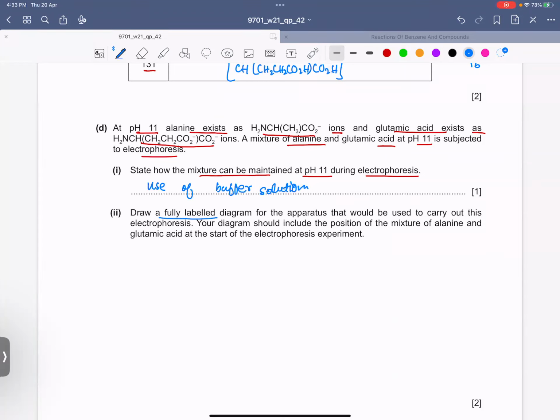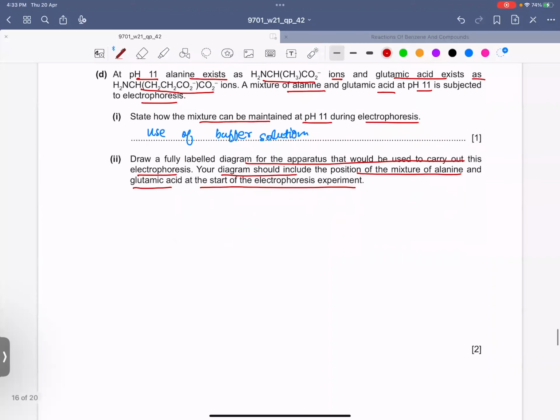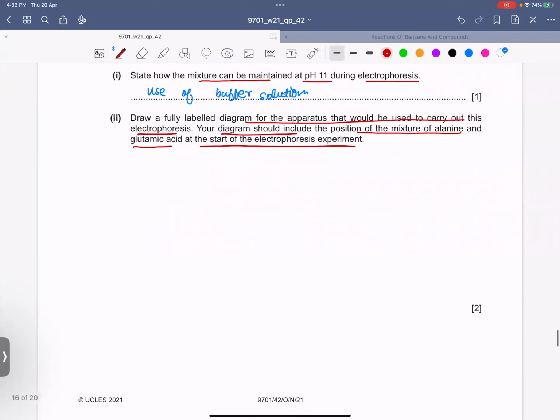Draw a fully labeled diagram of the apparatus that you would use to carry out this electrophoresis. Your diagram should include the position of the mixture of alanine and glutamic acid at the start of the electrophoresis.